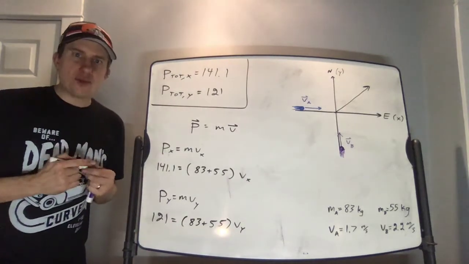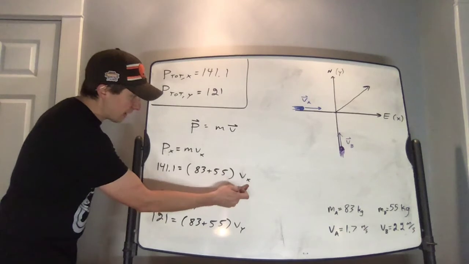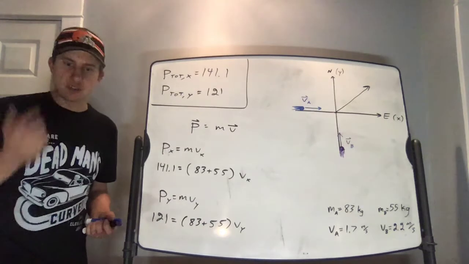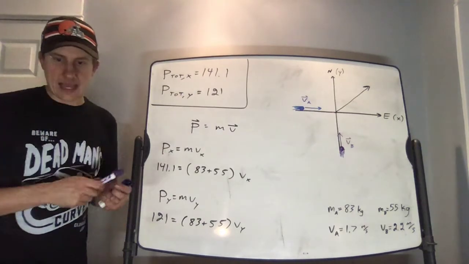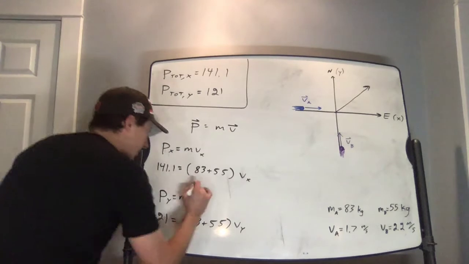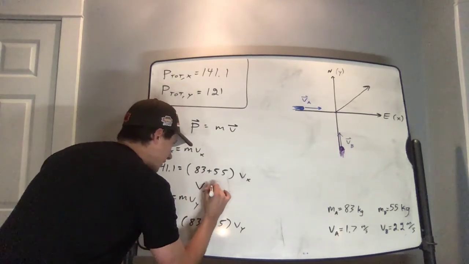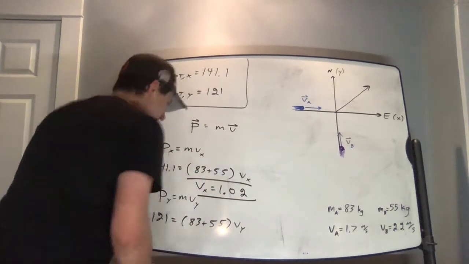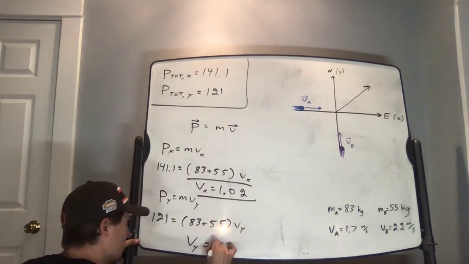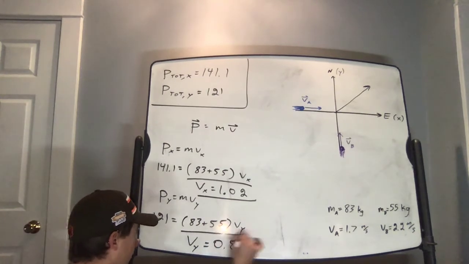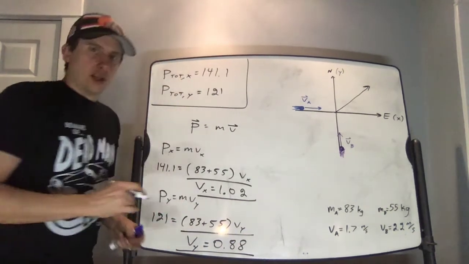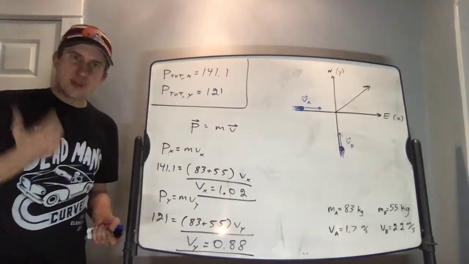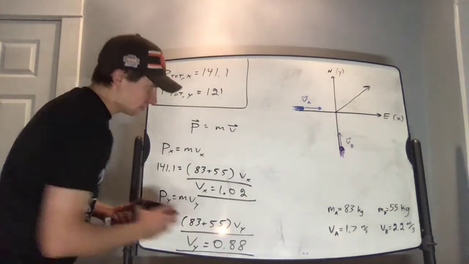At this point in the problem, we have enough information. We could find the final x component of the skaters' velocity and the final y component of the skaters' velocity. And if I put that in a calculator, I find Vx equals 1.02 and Vy is 0.88. So how do we translate velocity to speed? Well, speed is the magnitude of the velocity vector.